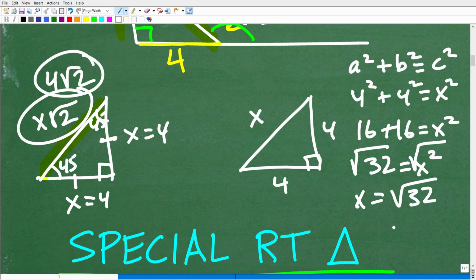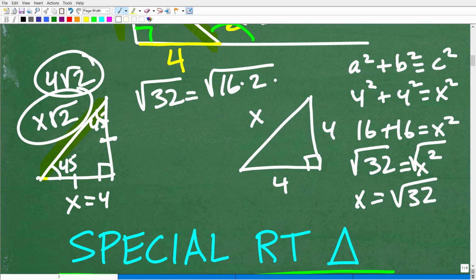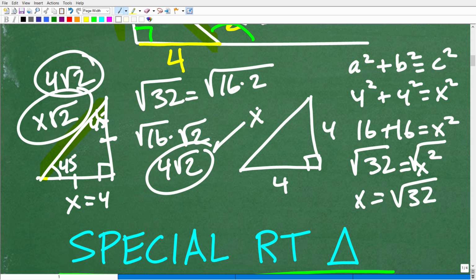And of course, I know that you're up to speed on simplifying radicals. Matter of fact, I'll do this over here. The square root of 32 is equal to the square root of 16 times 2. Okay, so the square root of 16 times the square root of 2. Square root of 16 is 4 square root of 2. And there you go. See, I'm doing this math in real time.